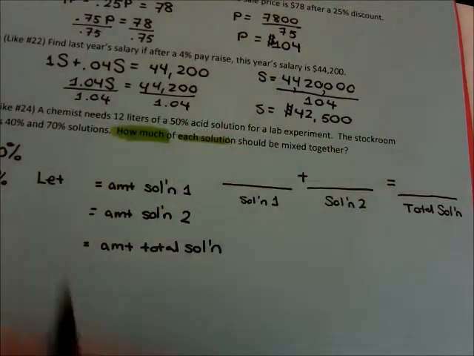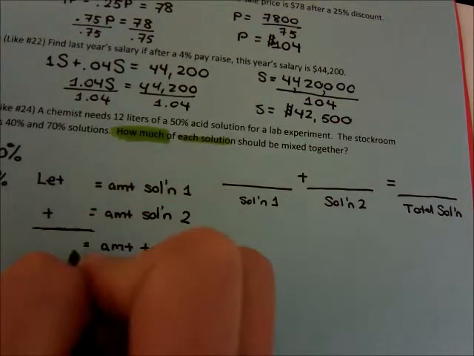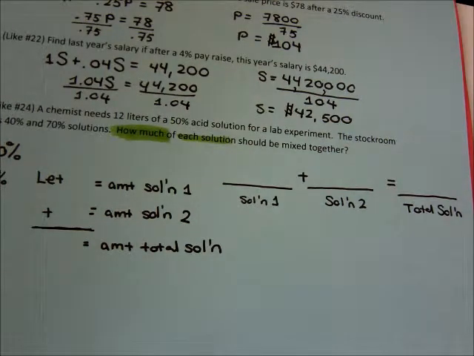And then the other thing I'm going to do is I'm going to make a line right here, because this one plus that one is going to equal the total amount. What do we think so far?